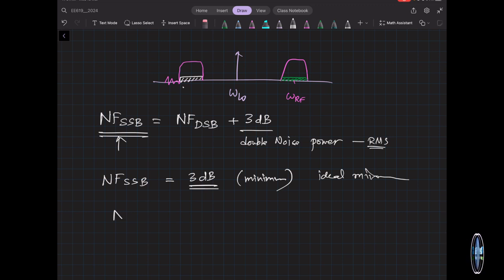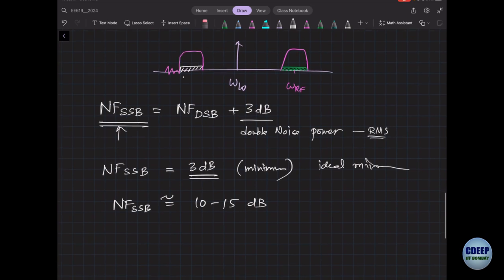A typical noise figure SSB is equal to something like 10 to 15 dB. Okay? So you can see that in an LNA, we are used to maybe 2 to 3 dB of noise figure. You're trying to go below 2 dB. And here, right at the outset, you get 10 to 15 dB. But you have to have an LNA in front to take over this noise figure. I think that's pretty clear.